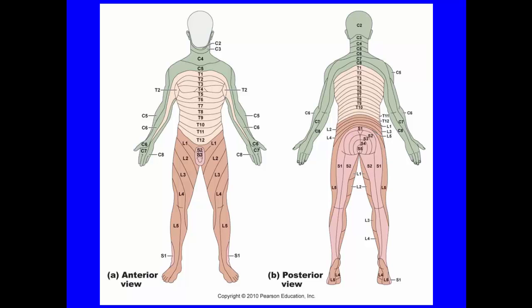Moving on. I mentioned to you earlier about Hilton's law. He said basically any nerve serving a muscle producing a movement at a joint also innervates the joint itself and the skin over the joint. This brings us to the concept of dermatomes. This is the area of skin innervated by a cutaneous branch of a single spinal nerve.